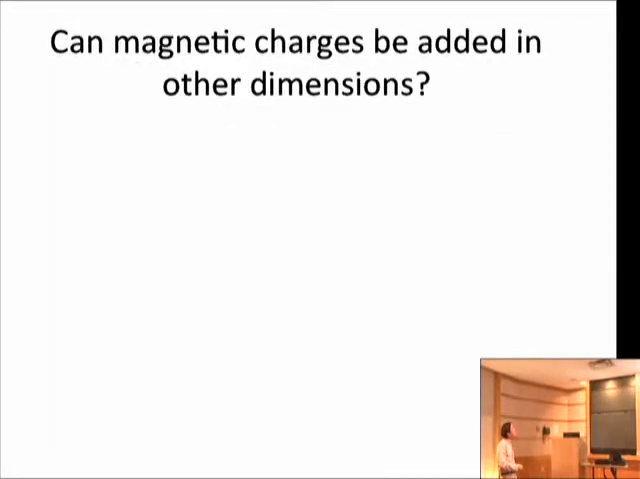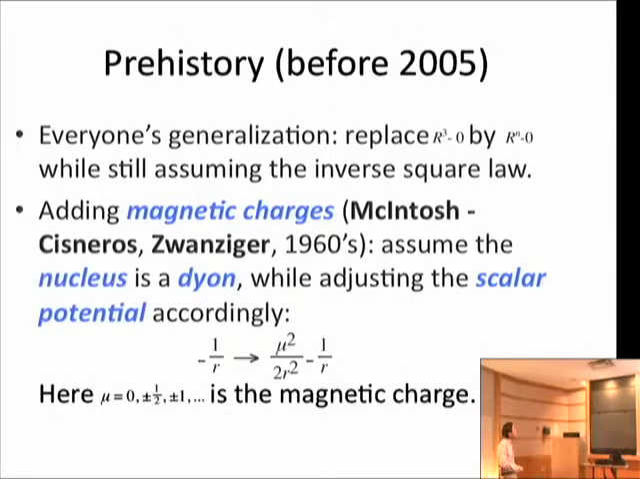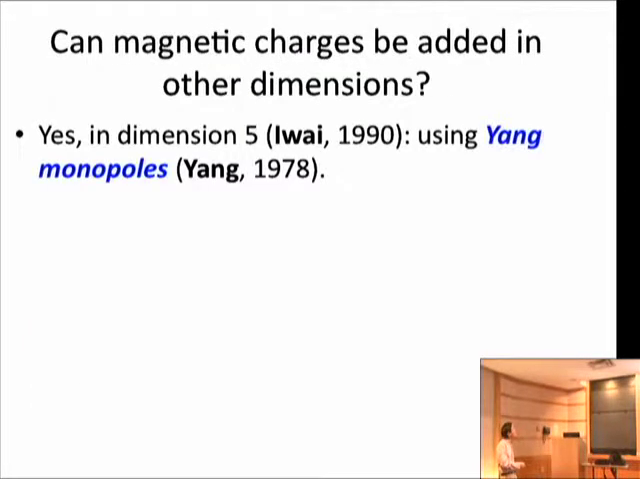Okay. And then, of course, there's a natural question. Remember, we have the high dimensional analog of the Kepler problem. We also have a magnetized version of the Kepler problem. So naturally, you say, combine these two. Can we add magnetic charge in high dimension? That's a natural question. And the answer is yes in dimension 5.